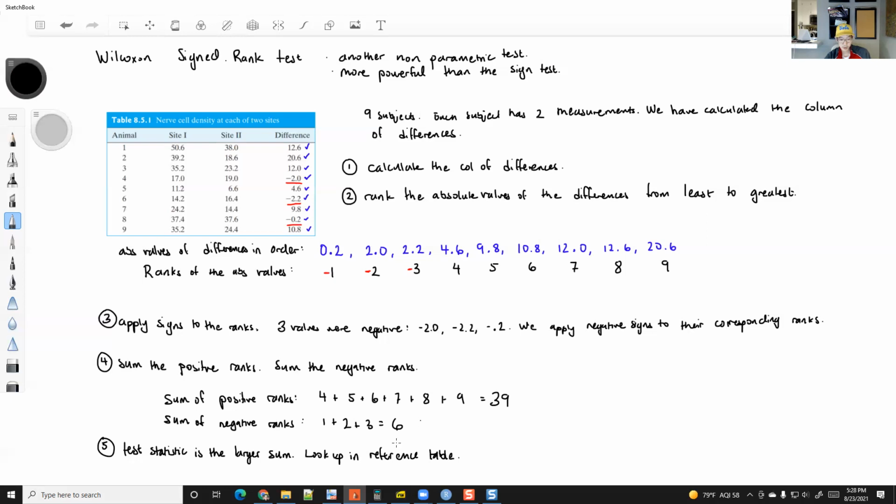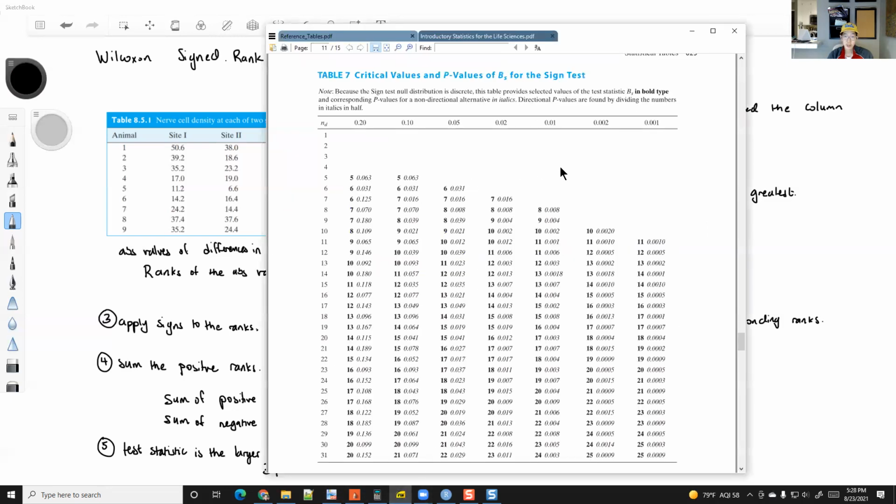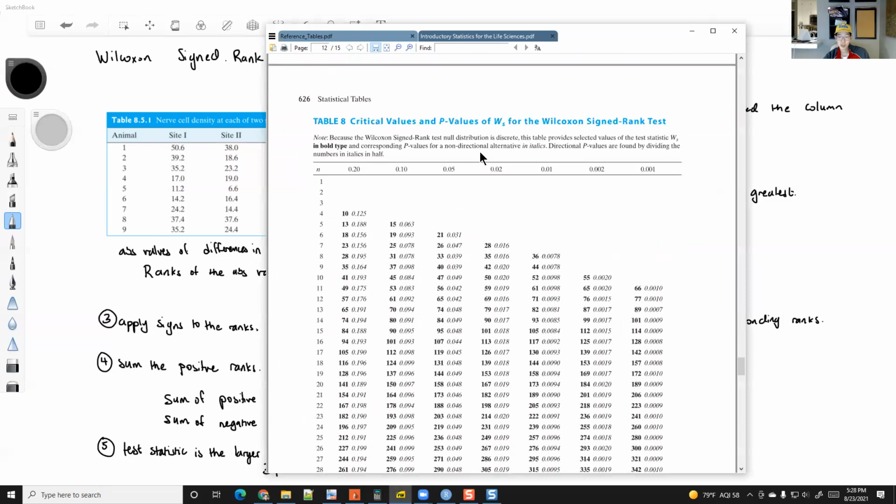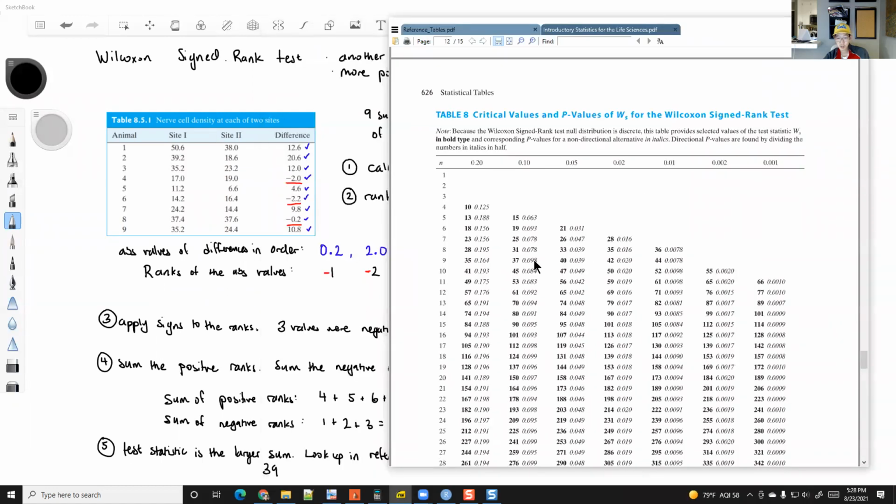Okay, so our test statistic is 39. And we'll go to our critical values for the Wilcoxon rank test. We have n is 9 and our sum is 39. So we're somewhere between 37 and 40. Our p-value is between 0.098 and 0.039.